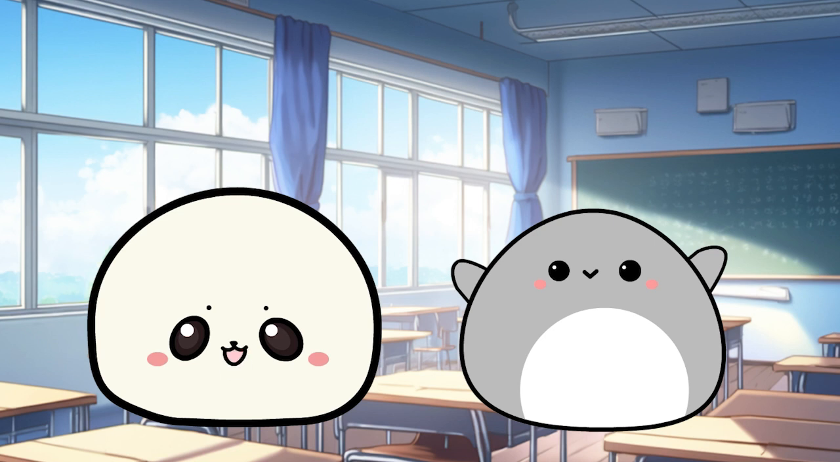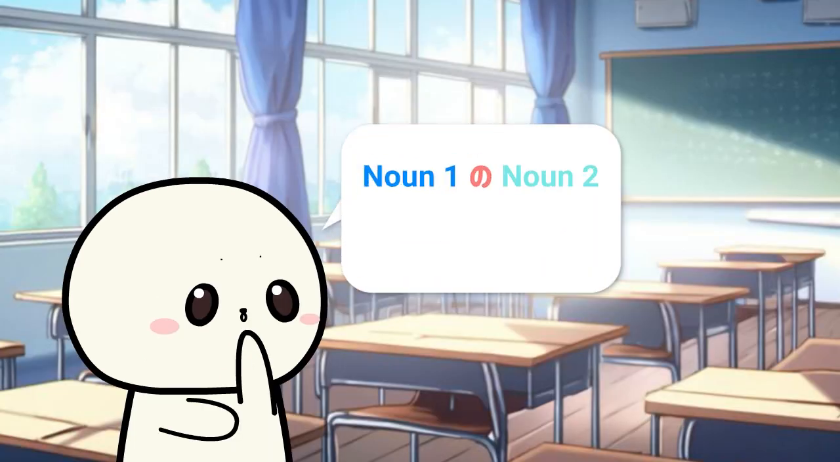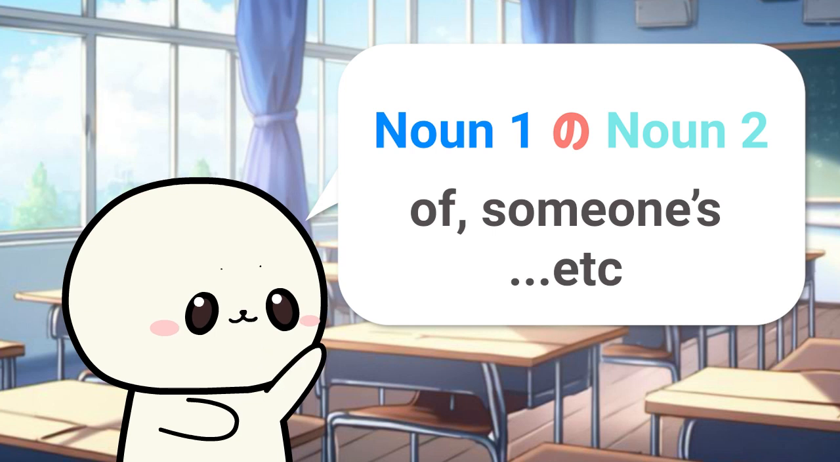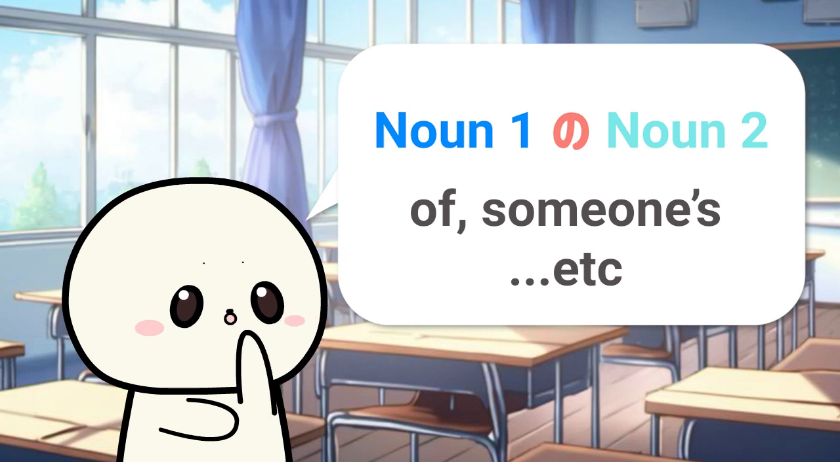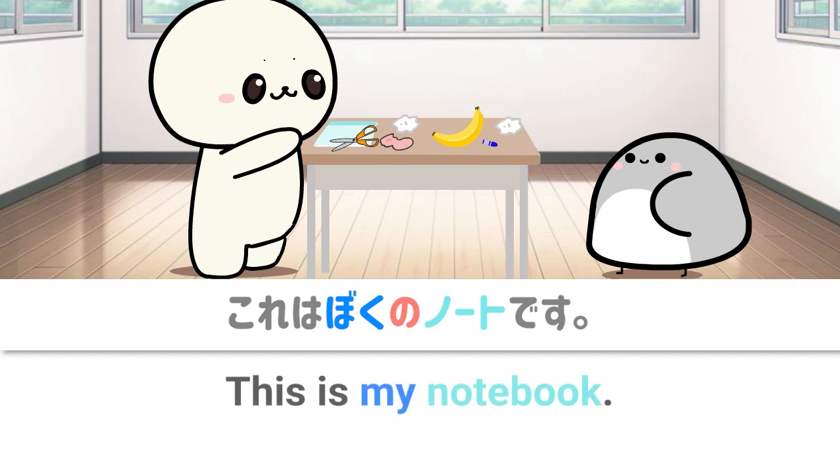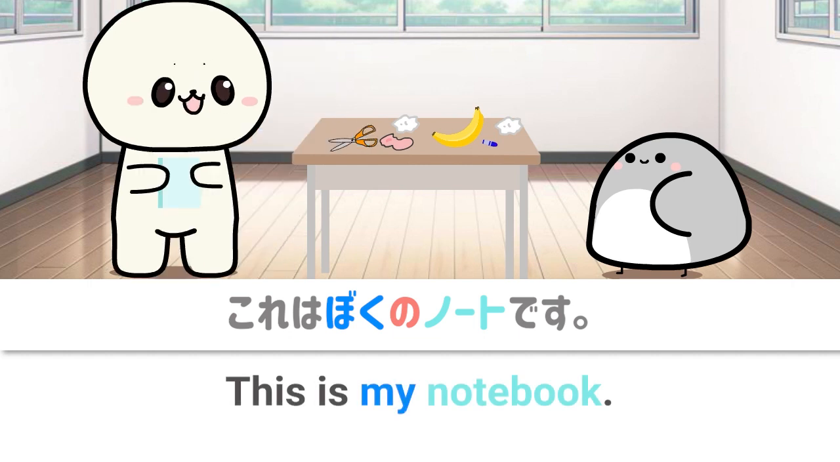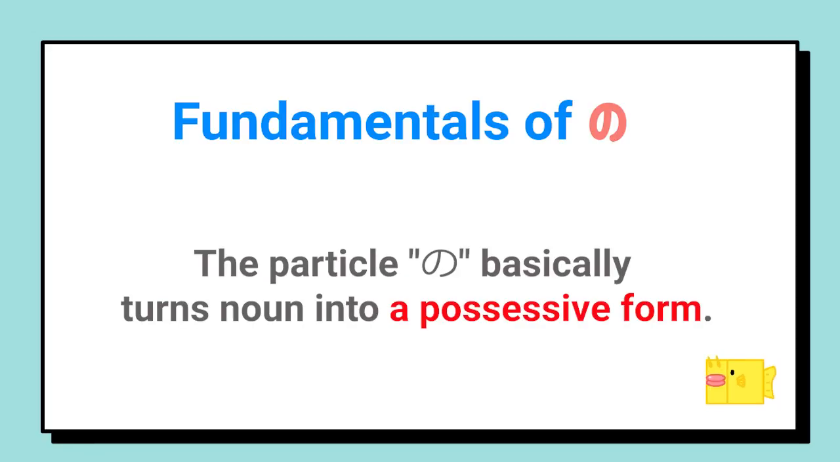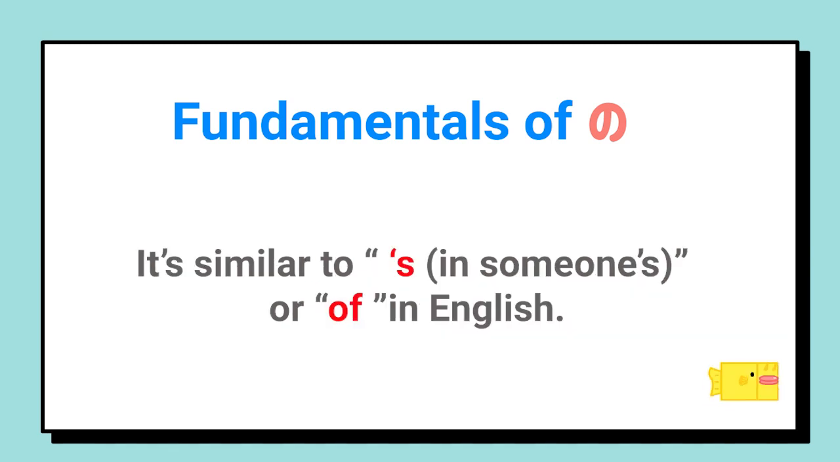Then let's learn the grammar. Okay. Noun1 の Noun2 of, someone's, etc. An example sentence. これは僕のノートです。Fundamentals of no. The particle no basically turns a noun into a possessive form. It's similar to the 's in someone's or of in English.